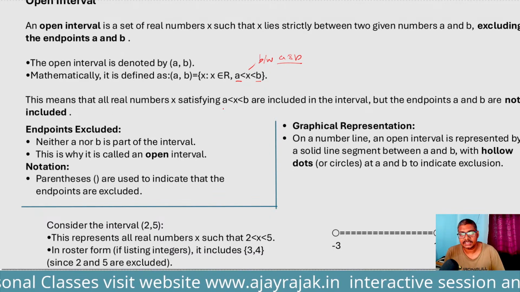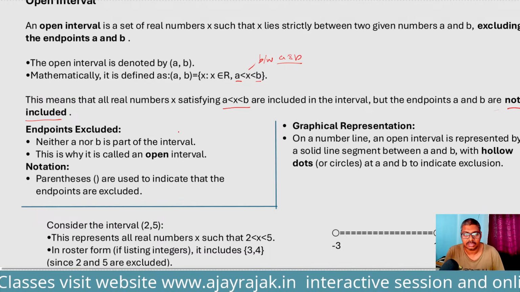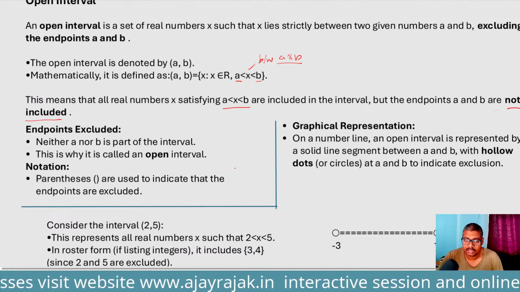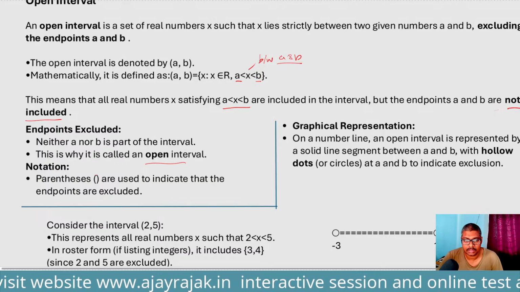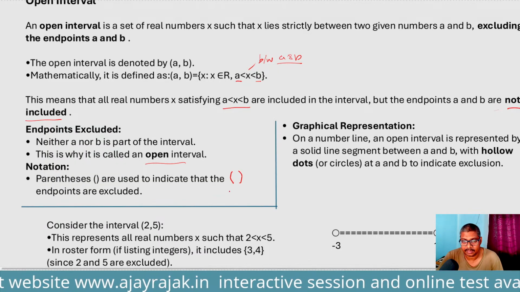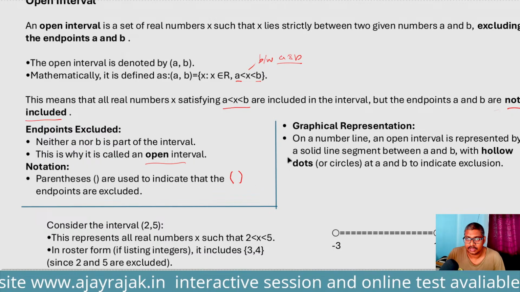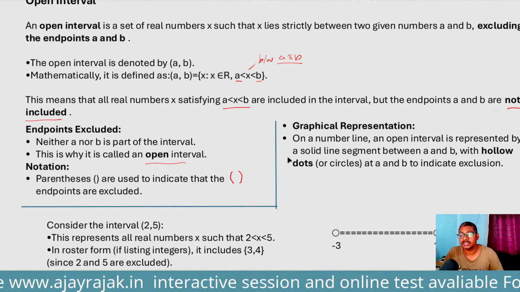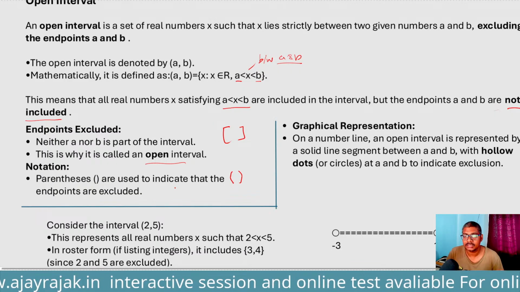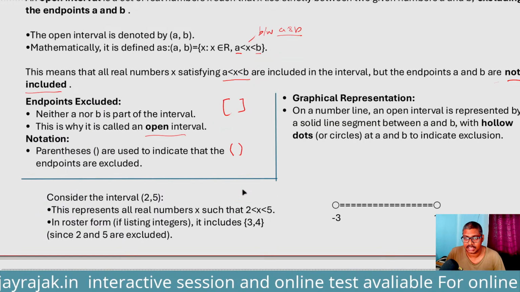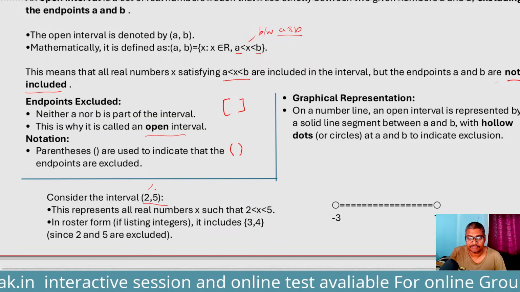So this is satisfying all the between conditions. A and B are not included. Endpoints are not included, right? So they are open intervals. We use small brackets to indicate the endpoints are excluded. In our closed intervals, we use the big brackets to show inclusion, and here, for exclusion, we use parentheses, small brackets, like (2, 5). It means 2 and 5 are not included.